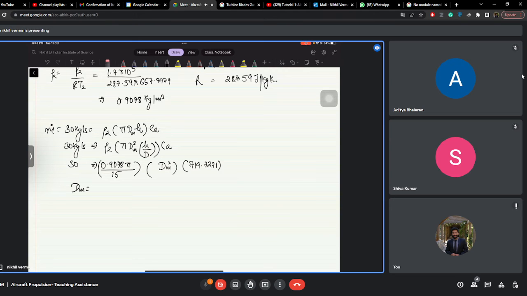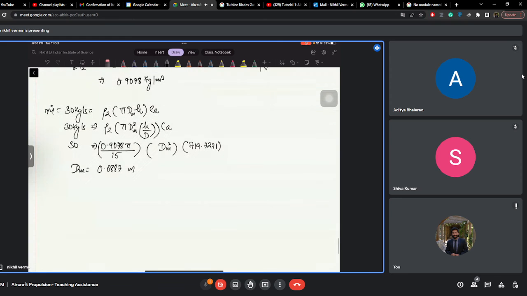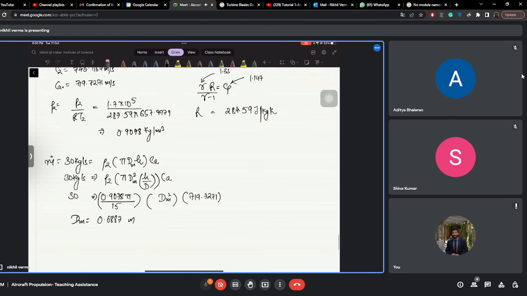If you calculate dm from here, you will get a mean diameter of around 0.7 meters. Okay, I hope this is fine, right?